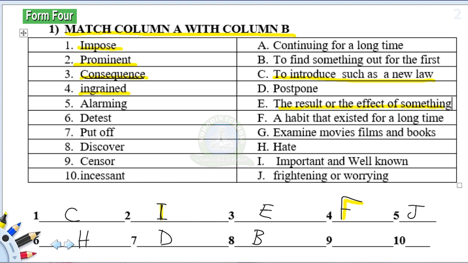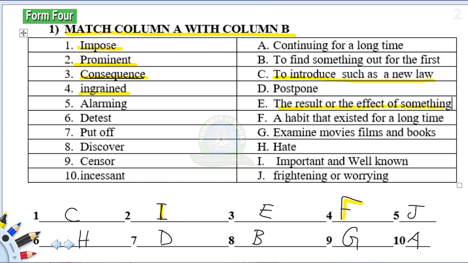Okay, what about number 9? Censor. You know the word censor. It means to examine movies, videos, and books. That is G. What about incessant? Incessant means continuing for a long time. So number 10 is A.